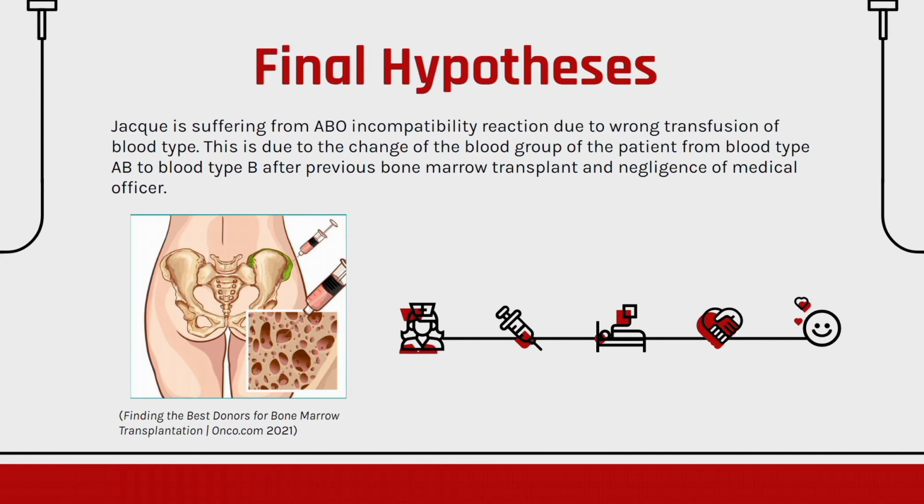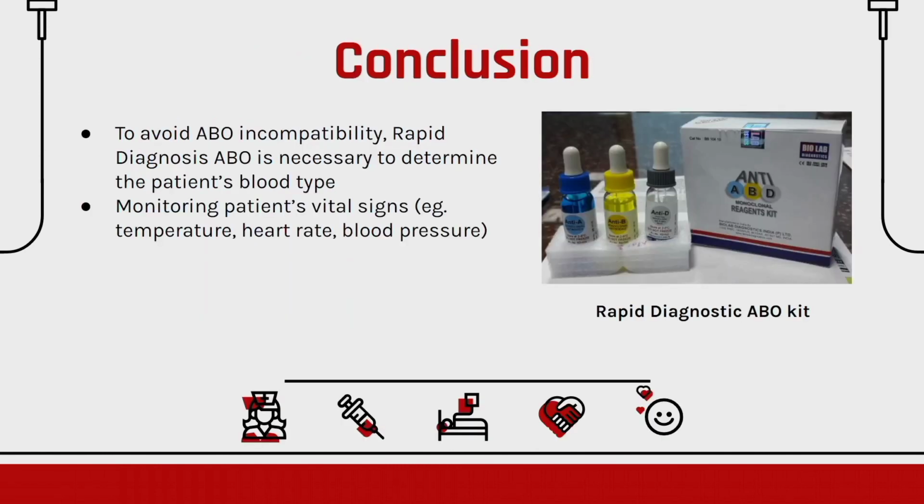And this condition could have also been due to the negligence of the medical officer who's working in the hospital. So in conclusion, how do we stop this from happening again? So to avoid ABO incompatibility, we can use rapid diagnosis ABO test kits to determine the patient's blood type. And also, to make sure that the patient doesn't have any adverse reactions, you have to make sure that they're healthy, such as monitoring their vital signs such as temperature, heart rate, and blood pressure.